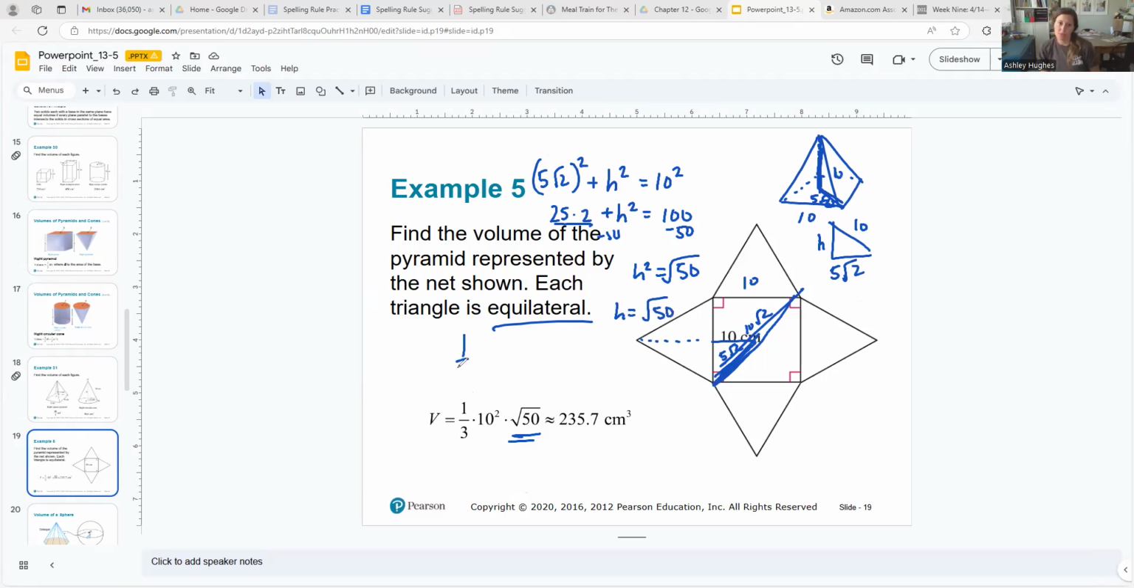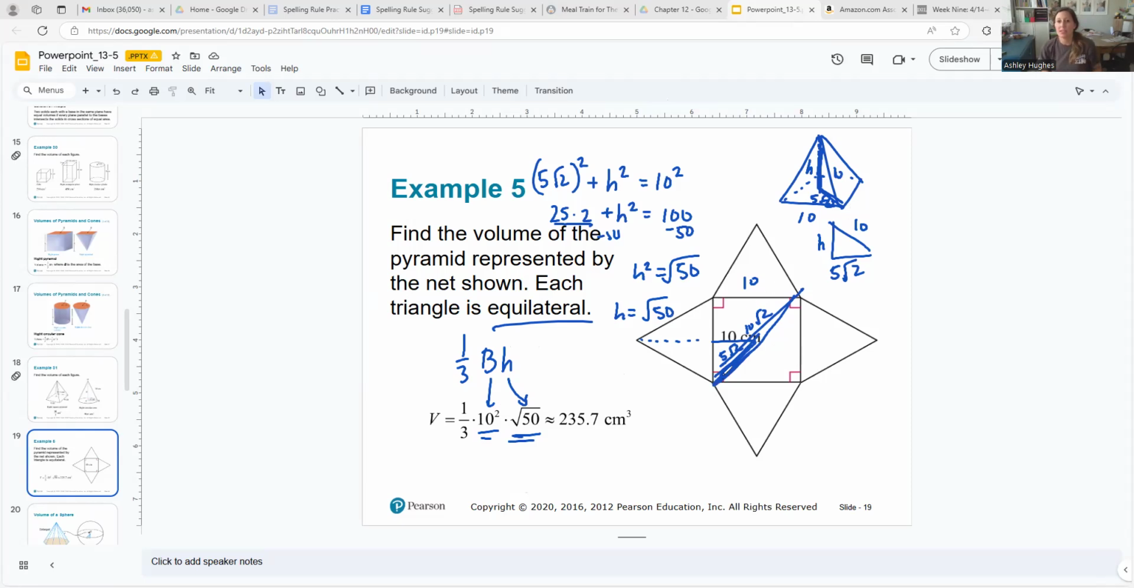So then this is the formula, 1/3 area of the base times the height. The area of the base is the square area, which is 10 times 10, which is 100. And then the height is root 50, which is what we found by imagining holding up that pyramid and figuring out what that height is by making it that missing side of the right triangle.